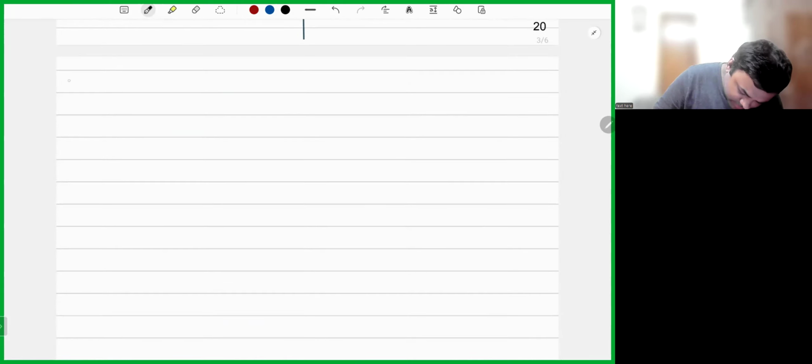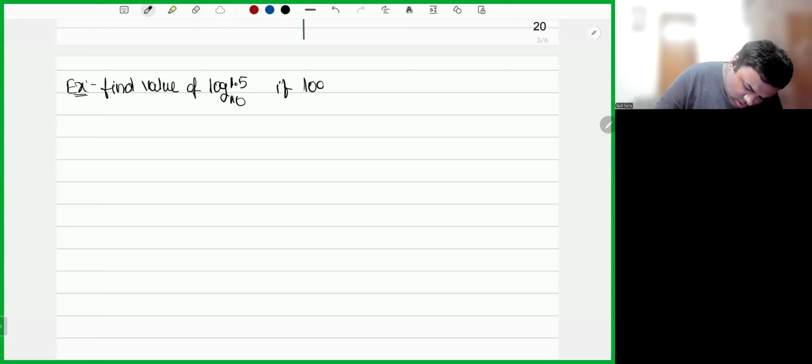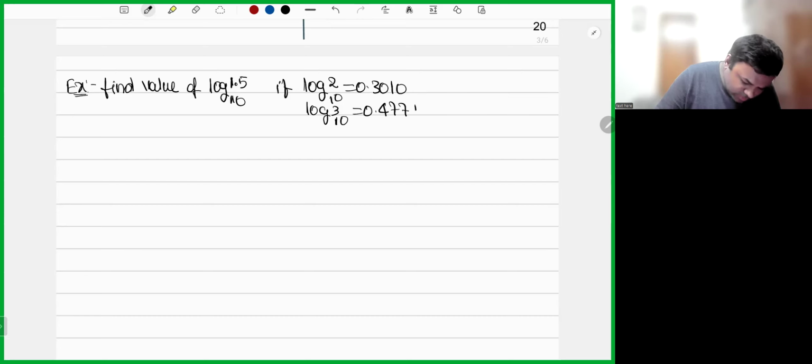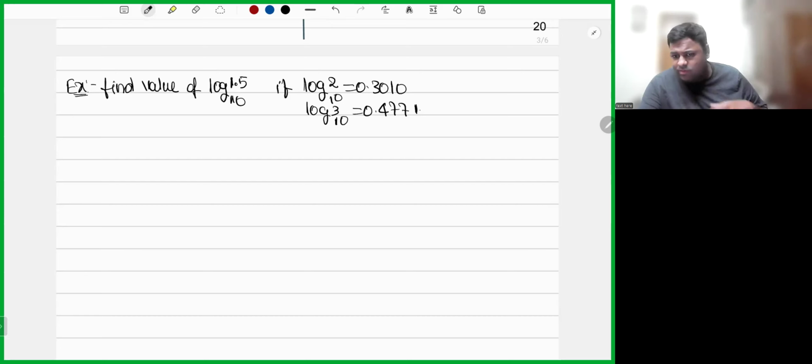Example. I'm asking you to find the value of log 1.5 to the base 10, if log 2 to the base 10 is 0.3010, and log 3 to the base 10 is equal to 0.4771. Think and solve. It is simple. I'll wait for 1 minute.